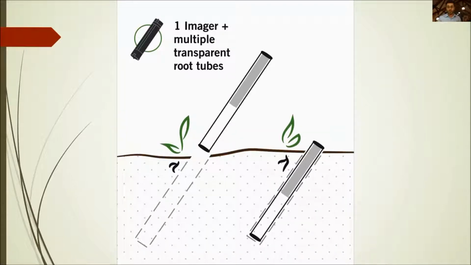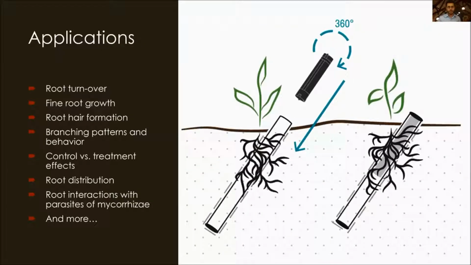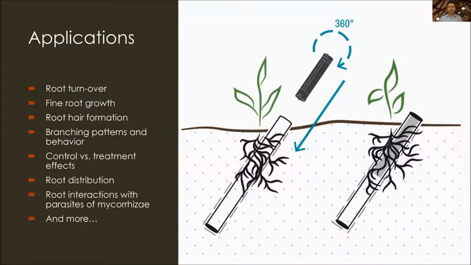Now this is just going to keep replaying, so I'm going to go to the next. That kind of simple application allows non-destructive testing for a lot of different applications, including root turnover, fine root growth, root hair formation, branching patterns and behavior, control versus treatment effects, root distribution, root interactions with parasites, mycorrhizae and nematodes, and a whole lot more.